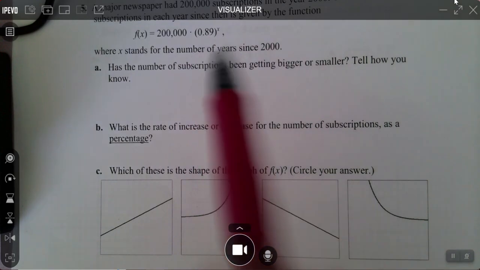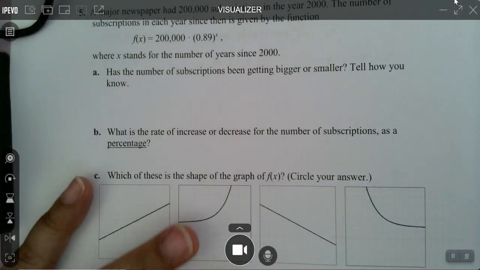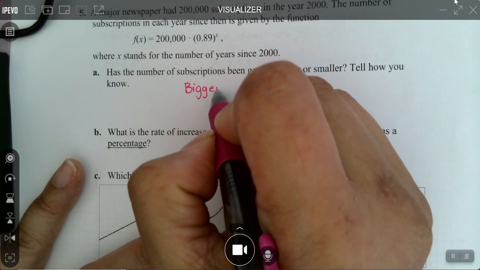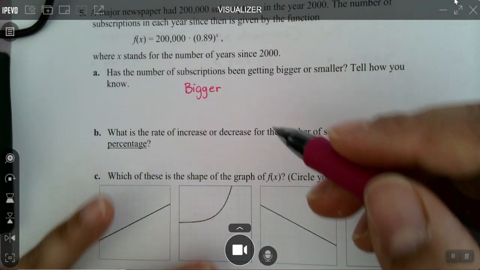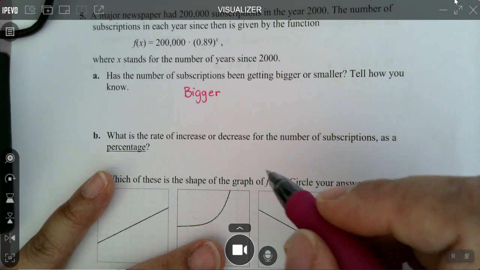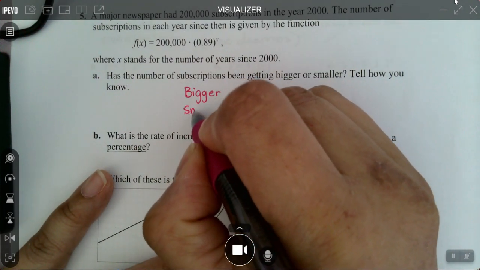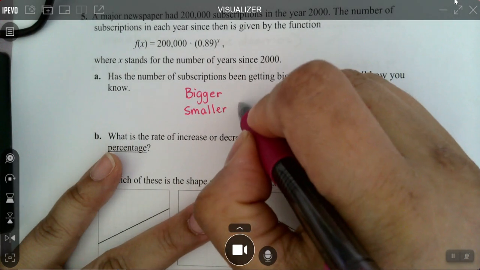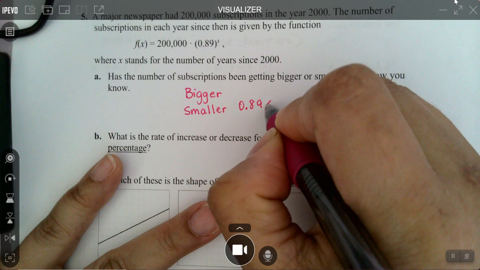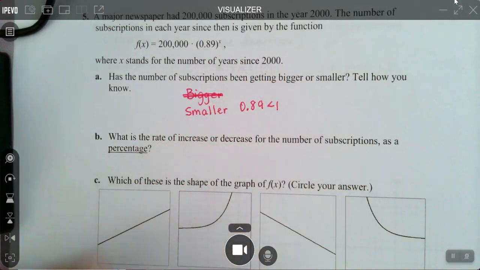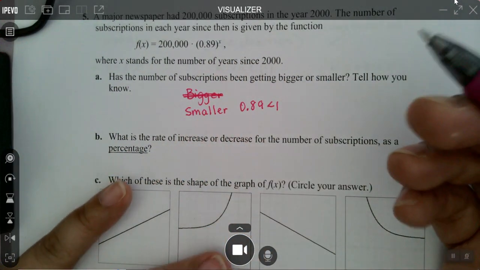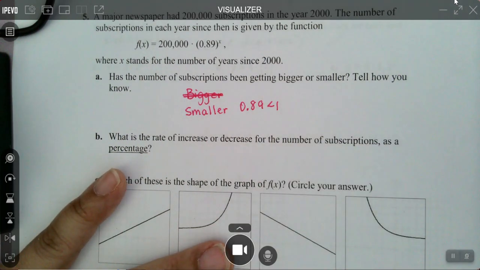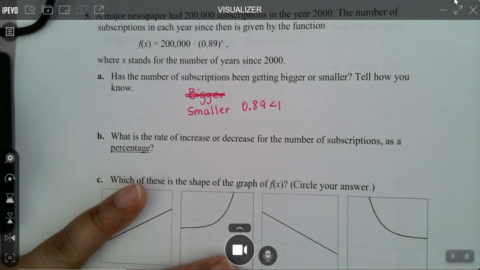All right. A, has the number of subscriptions been getting bigger or smaller? Bigger. How do we know? No, it's been getting smaller. Smaller. Who's less than 1? B is less than 1. Yeah, 0.89 is less than 1, so it's getting smaller. Your multiplier is a number between 0 and 1. So you're only keeping 89% of your subscribers. Okay.